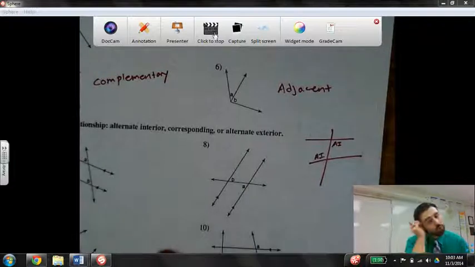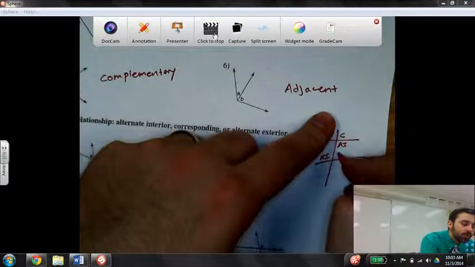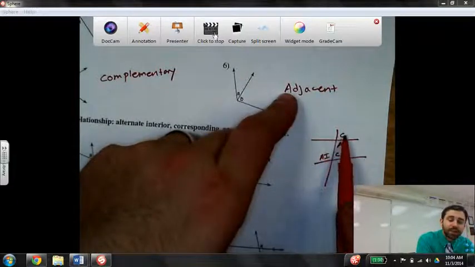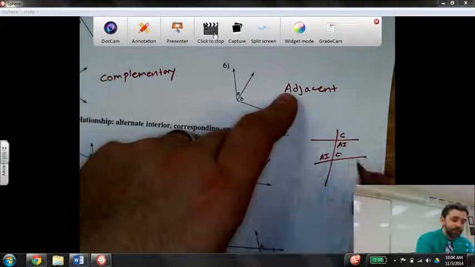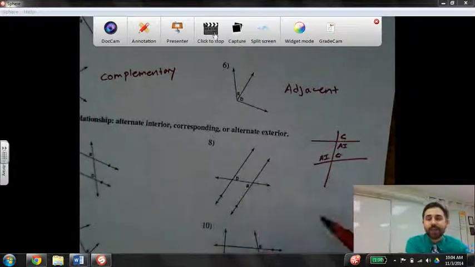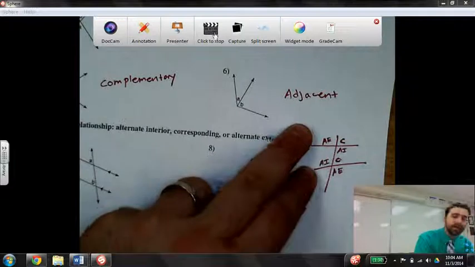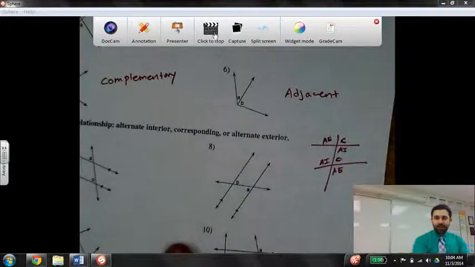Then let's look at corresponding angles. Corresponding angles are angles that correspond to one another. Given what I've marked here with C, this angle on the exterior of this line corresponds to the interior angle here, and so these are corresponding angles. Alternate exterior: alternate meaning opposite, and exterior meaning outside, you can think of the outside angles and their pairs that are opposite from each other, which I've marked here with AE. So let's look at a few of these.